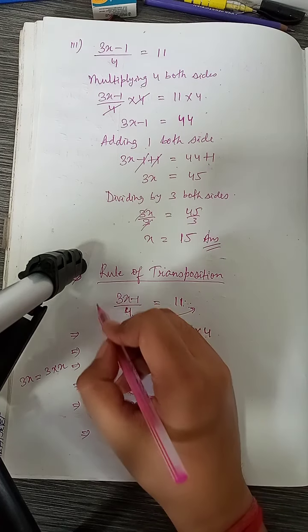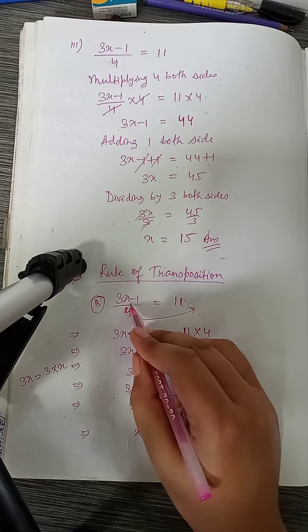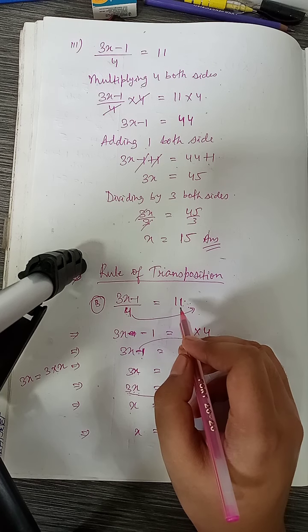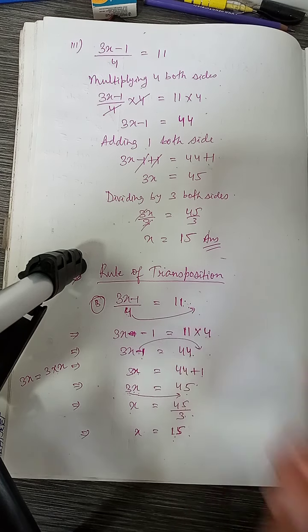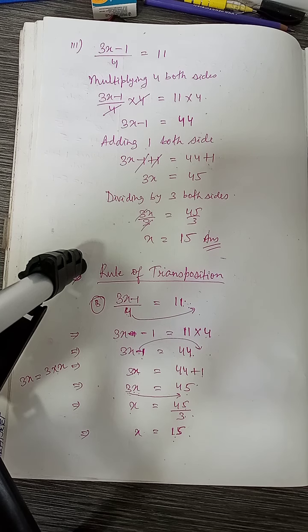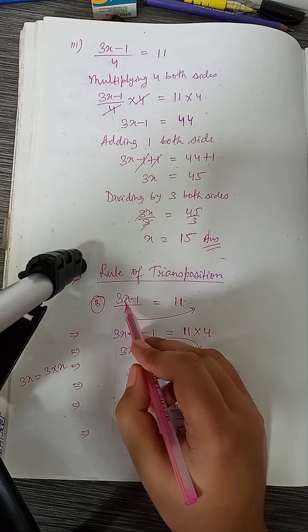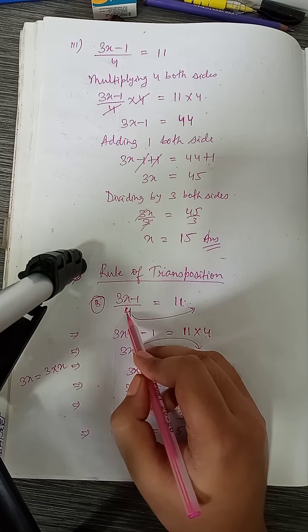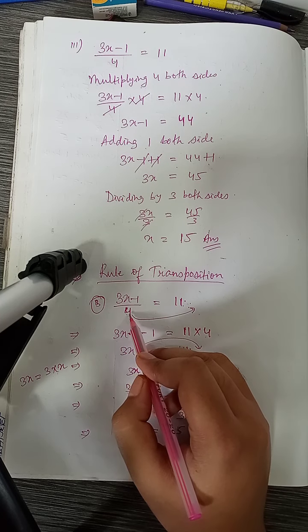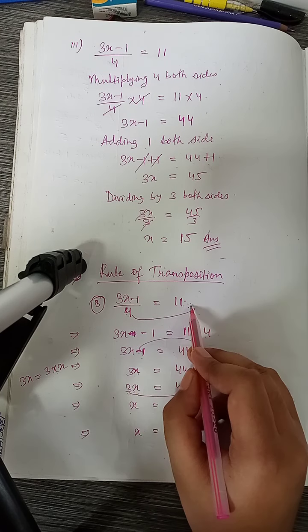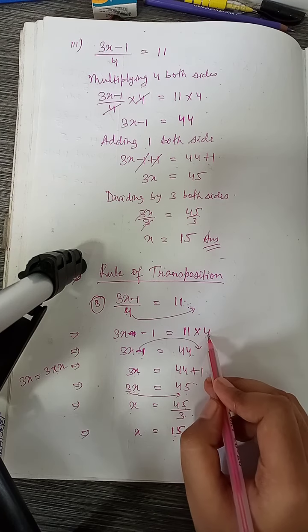So this is an equation that is given to you, 3x minus 1 divided by 4 equal to 11. You have to solve this using transposition. So first thing we need to remove this 4. This 4 is in division. 3x minus 1 divided by 4. Fraction means division only. So when it goes to the other side of the equation, it becomes multiplied by 4.